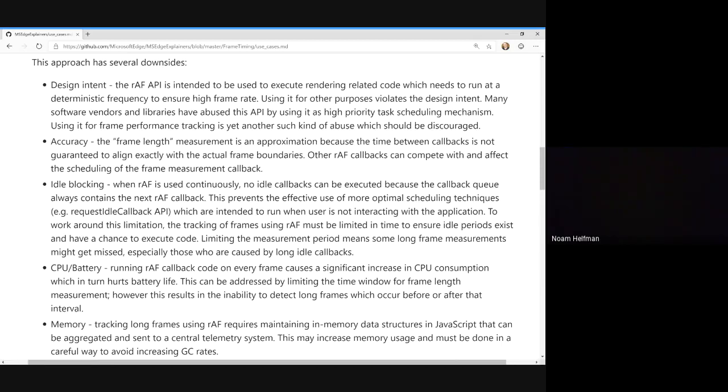The problem with that is that even if we found long frames, or we have some kind of percentage of correlation between user operations and long frames, it's hard to tell what was their cause. Right? Was it a lot of JavaScript code we were running, or was it a lot of DOM layouts that happened at that time, and things like that?